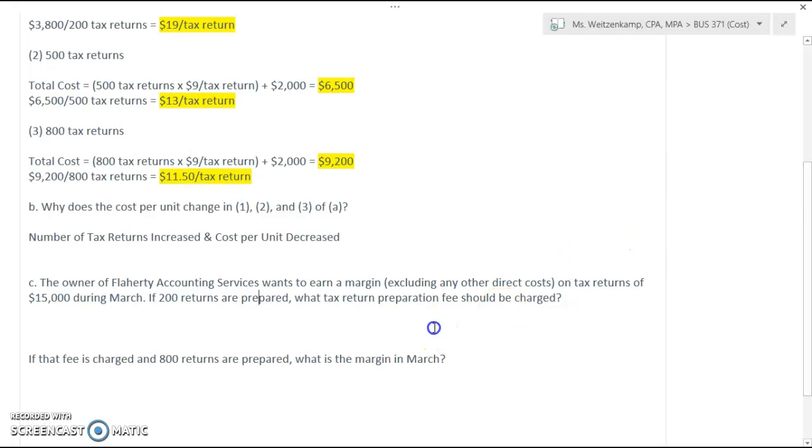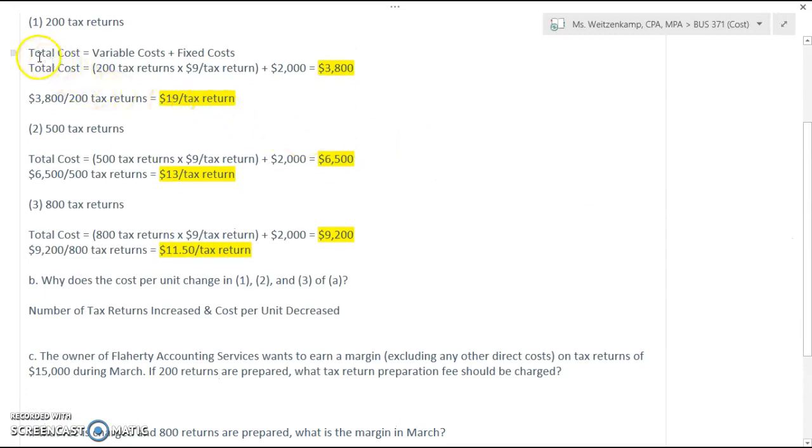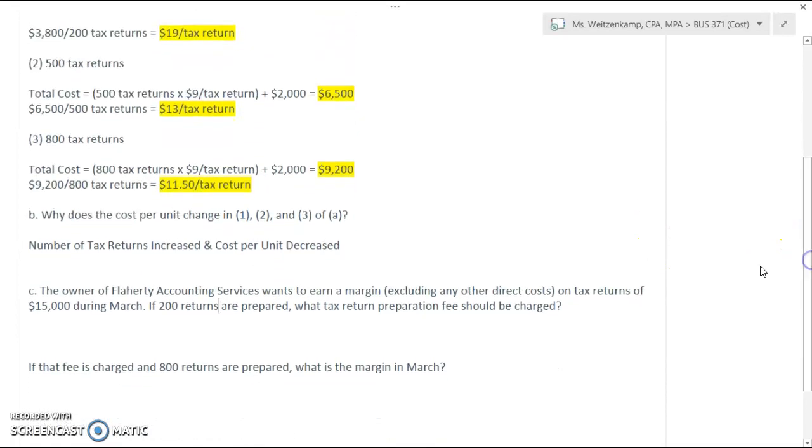So here we're assuming 200 tax returns are going to be prepared. And in that case, we have a calculation up in Part A. So the total cost is going to be $3,800, and our cost per unit is $19 per unit. So let's go ahead and use that $19 per unit in Part C. So it costs us $19 per tax return to prepare those tax returns, and now we have a margin that we need to add to that to come up with the fee that we should charge our clients per tax return. So we have $15,000.